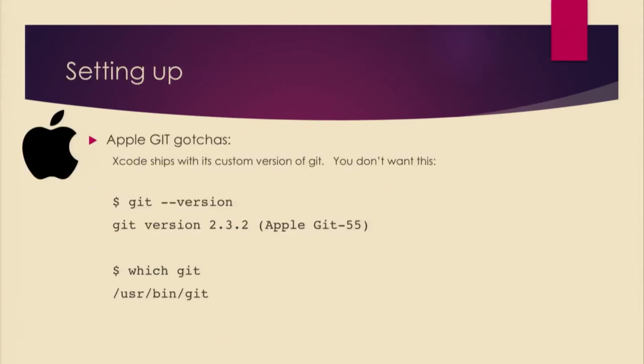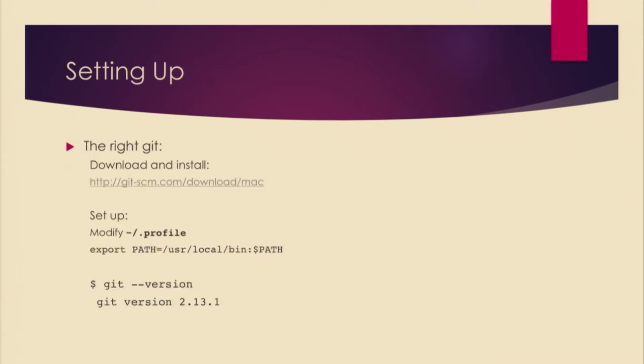A couple of the tips that I mentioned. The first one, a lot of people use Macs. Macs ship with their own version of Git. It comes bundled with Xcode, and it's usually a couple of versions behind the real Git, if you want to call it that. How can you tell if you're using the bundled version? If you do a git version, you're going to see something like this, Apple Git. You don't want this. You want to download it from git-scm.com, set it up, and you will end up with something like this. This is the most recent version as of, I think, about a week ago or so.